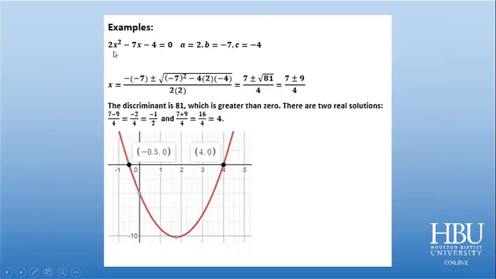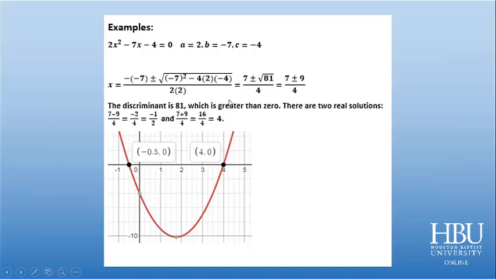Here's some examples. Here's a quadratic equation: 2x squared minus 7x minus 4 is 0. So a is 2, b is -7, c is -4. If we apply the quadratic formula to solve this equation, x would equal minus b, minus -7, plus or minus the square root of b squared minus 4 times a, which is 2, times c, which is -4, all over 2 times a, so 2 times 2. If we simplify this, minus -7 is 7.